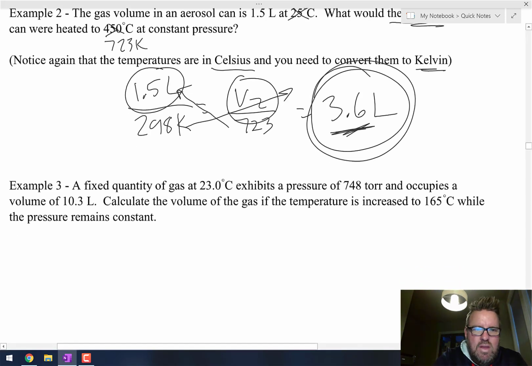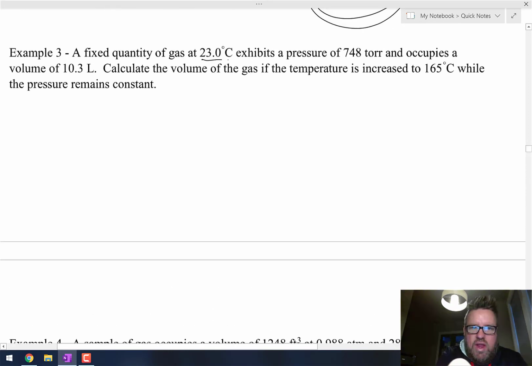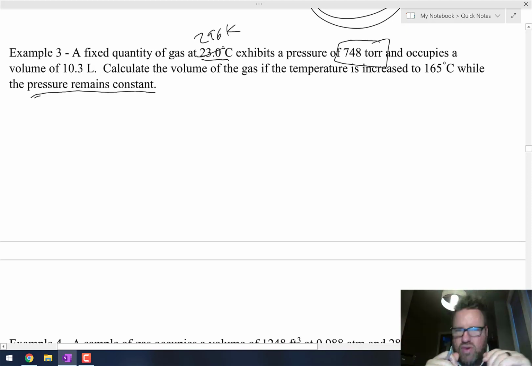Okay? All right, example 3 says a fixed quantity of a gas at 23 degrees Celsius, again, 296 Kelvin right away, exhibits a pressure of 748 torr and occupies a volume of 10.3 liters. Calculate the volume if the temperature increases while the pressure remains constant. Again, that's an important part of Charles' law, is the pressure has to remain constant. Why did they give us that 748 torr? Just to mess with us, just to try to trick us.